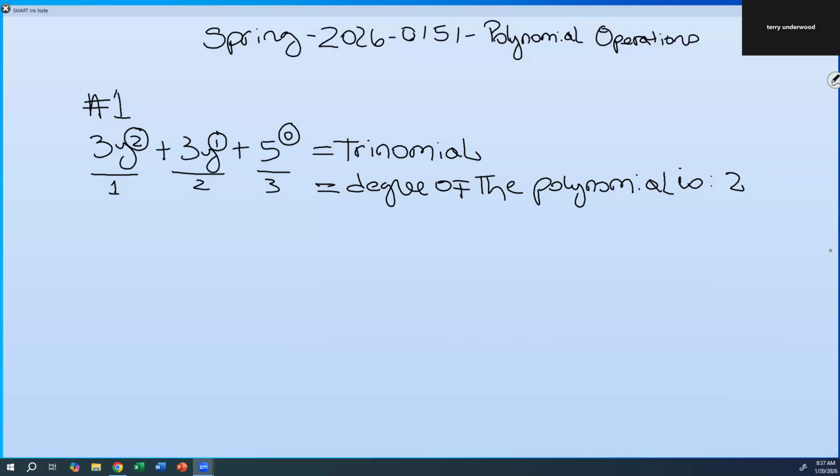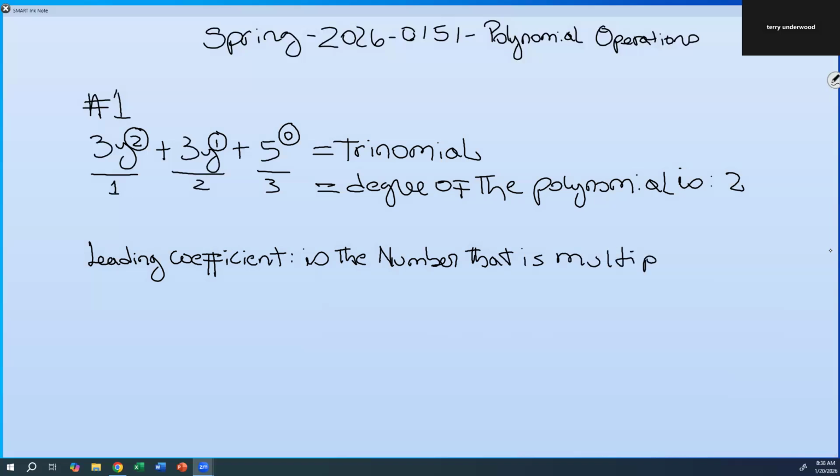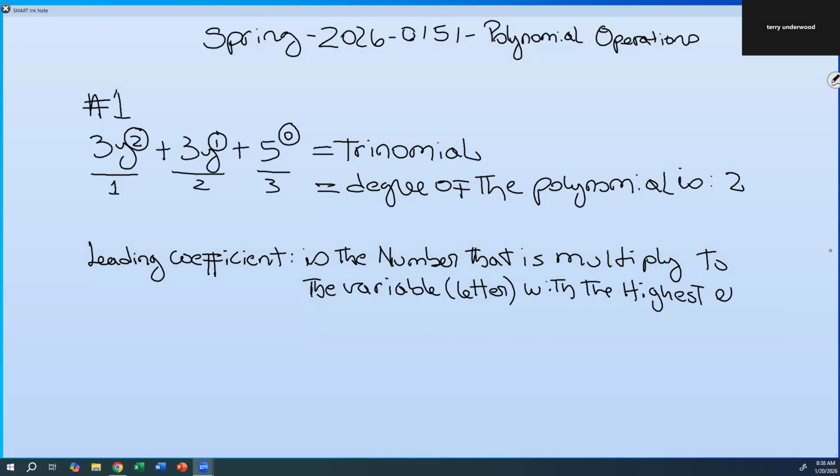Well, the leading coefficient is the number that is multiplied to the variable, the letter, with the highest exponent or power.